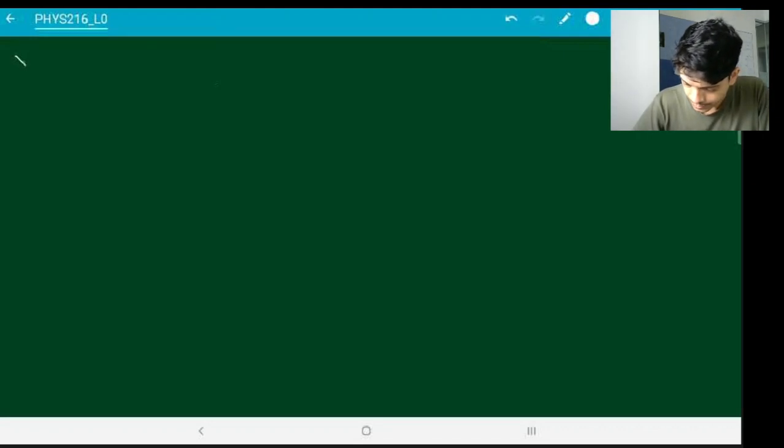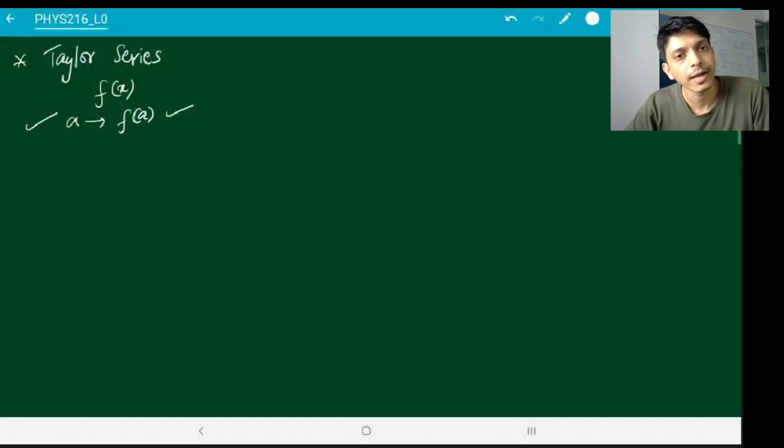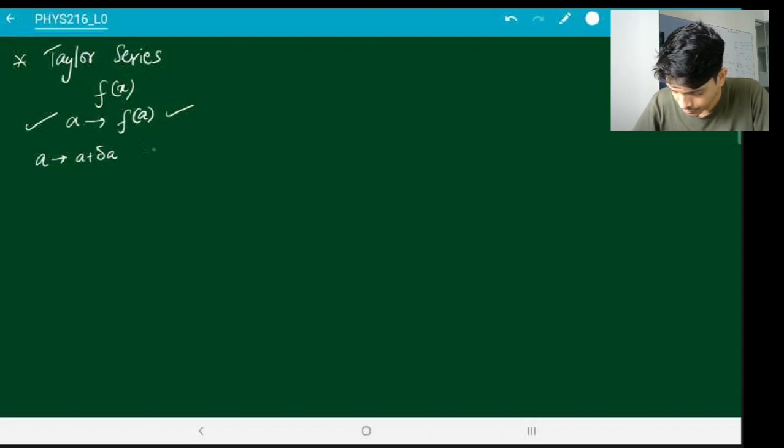So what we're talking about over here is the Taylor series. Suppose we have some function f of x, and you know the value of this function at a. So at a, the value is f of a, and this we know. Now I want to know what happens to the value of this function if I step a little bit away from a. So when a goes to a plus delta a, then what happens to f of a? This is the question I want to ask.